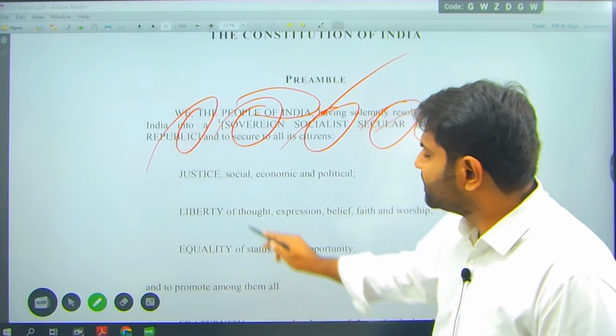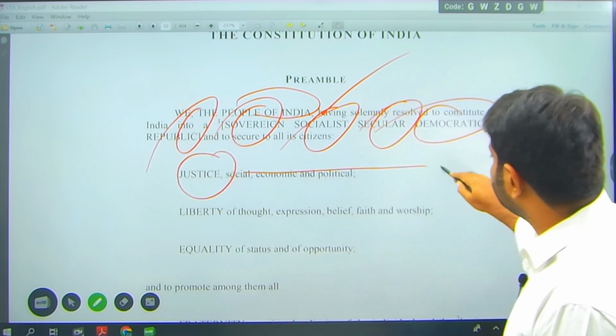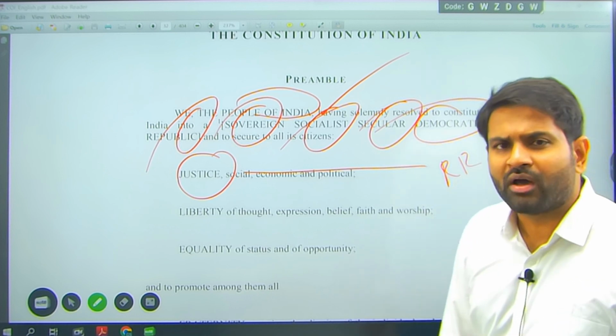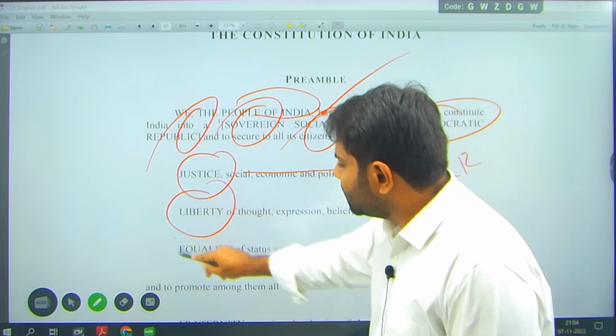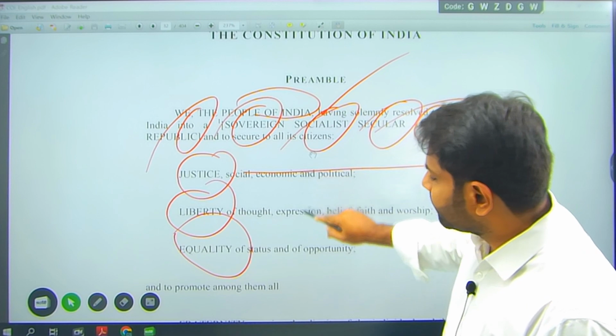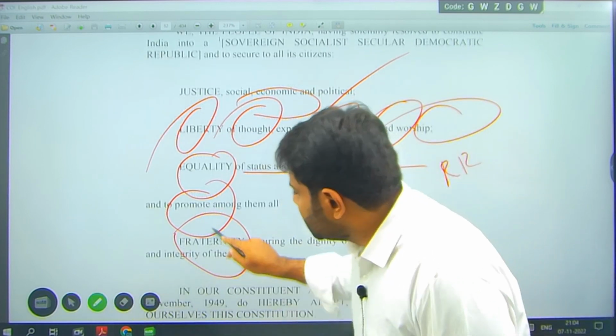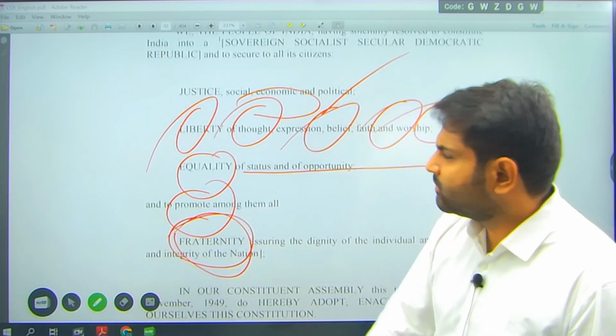Here I am trying to identify different revolutions. First, I will try to identify justice. Justice is the principle of the Russian Revolution. Liberty, equality, fraternity are the result of the French Revolution.